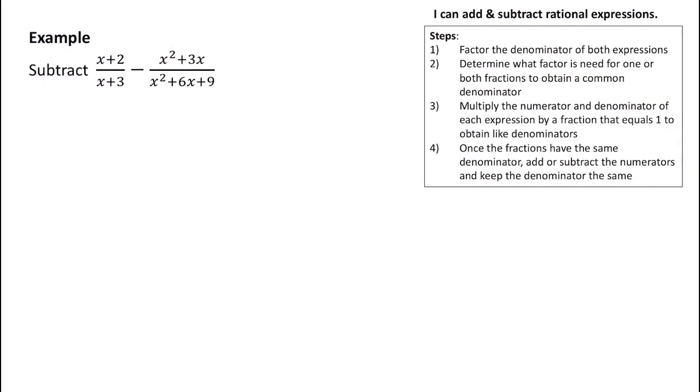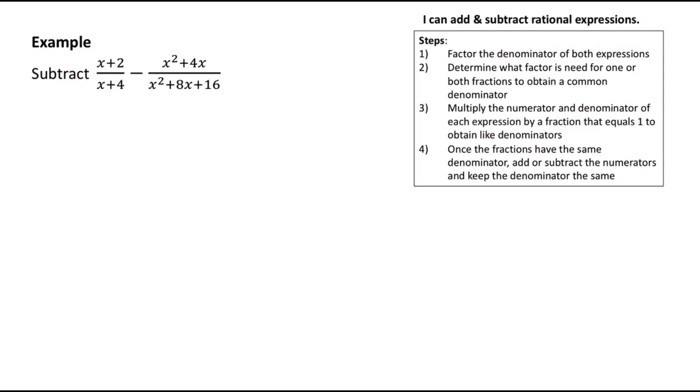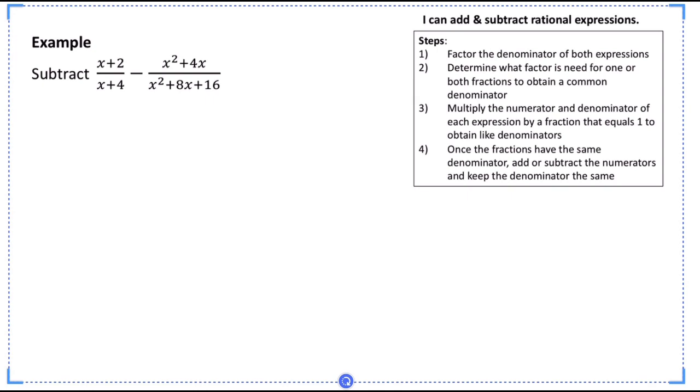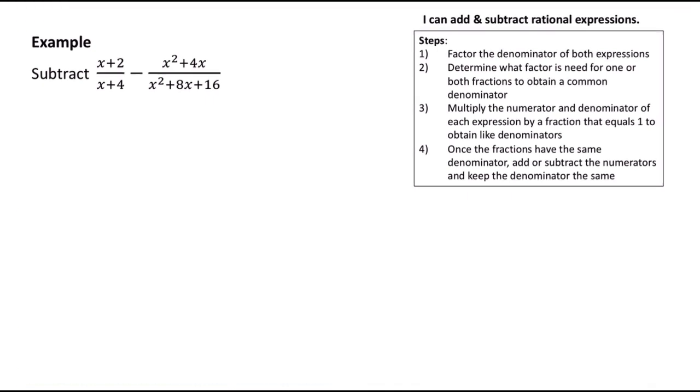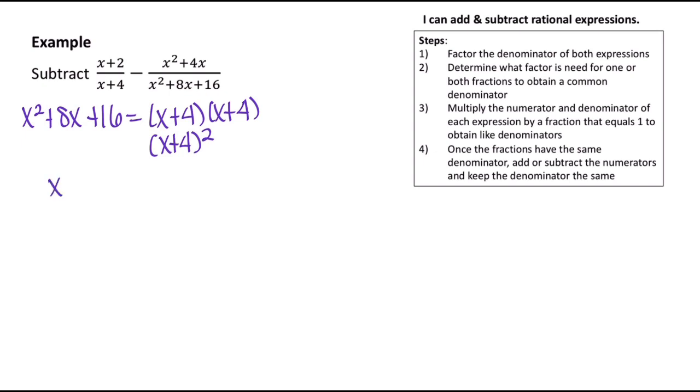So now let's try this problem. We have (x + 2) over (x + 3). So let's go ahead now and subtract these two expressions. So once again, we're going to factor both denominators. So x + 4 can't be factored, so we're just going to leave that as is. And then the x squared + 8x + 16. Once again, you may recognize that's a special pattern. That's (x + 4) times (x + 4), which is also (x + 4) squared. So we have (x + 2) over (x + 4) minus, and then we have (x squared + 4x) over (x + 4) squared.